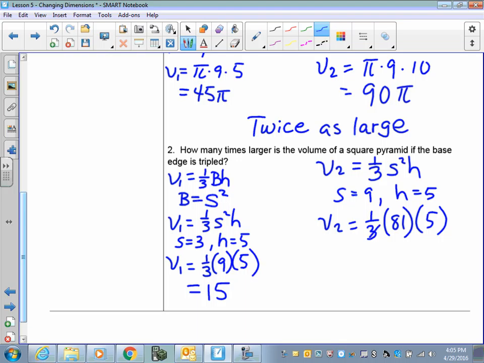Let's see, 3 goes into 81 27 times. So the volume of this second pyramid will be 27 times 5. So that's 5 and 3, 135 if I'm not mistaken. And how many times will 15 go into 135? 9. That's 9 times. So how many times larger is the volume of the square pyramid if I triple the edge length? 9 times larger.